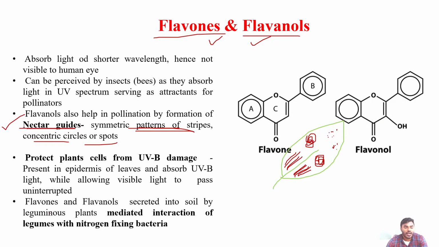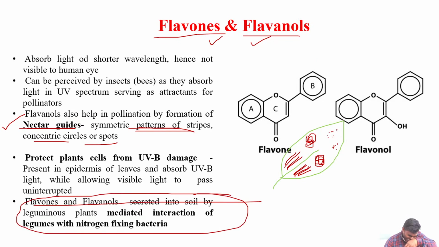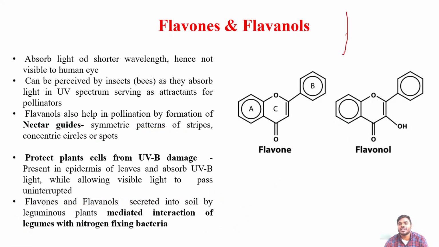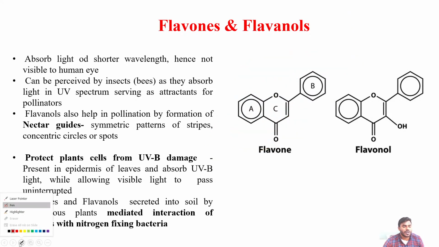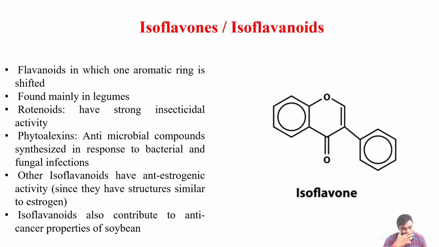Not only that, flavones and flavonols which are secreted into the soil are required for nitrogen fixation. Suppose, for example, this is the root hair. What is the root hair doing? The root hair will release these flavones and flavonols into the soil. Once they are released into the soil, they will attract the bacteria. Easy mechanism. The bacteria will come to the root hair and start nitrogen fixation. Do not get confused with that particular point.